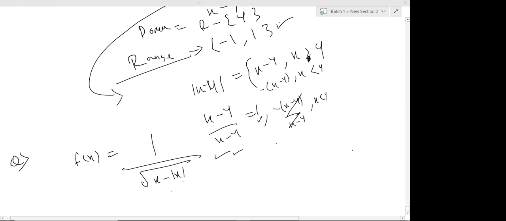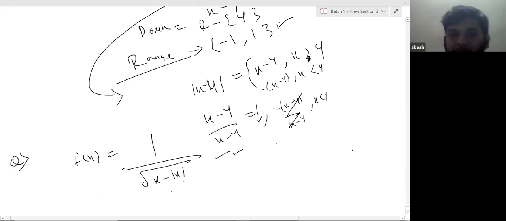So without opening the modulus, we know it's a fractional part function. Right, you can do that also. That's also completely valid. This is fractional part of x. You have to find domain and range of this.